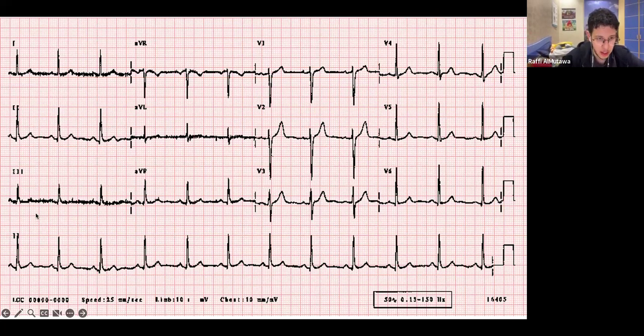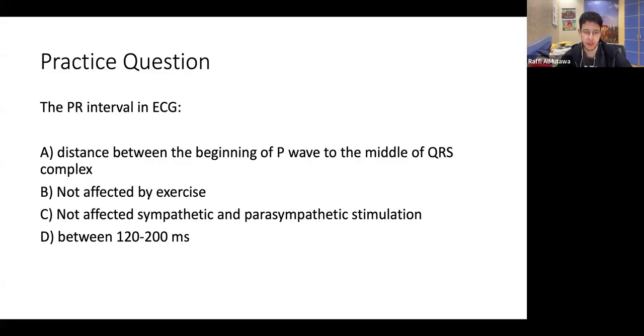When I look at the P, so I'm looking at the P here. Okay, P, PR, QRS, ST, all looks normal, right? And I'm looking at them, it's all normal. Alhamdulillah, great. This is a normal ECG. So that's how you would do it.